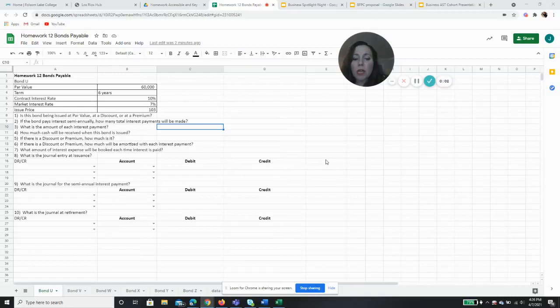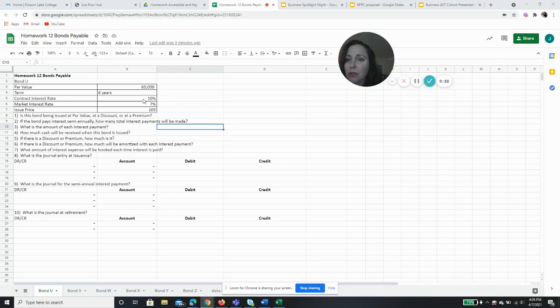We are on homework 12. I'm on the first page, Bond U. So Bond U, we have the par value here, the term, the contract and market interest rates, and the issue price. Is this bond being issued at par value, at a discount, or at a premium?